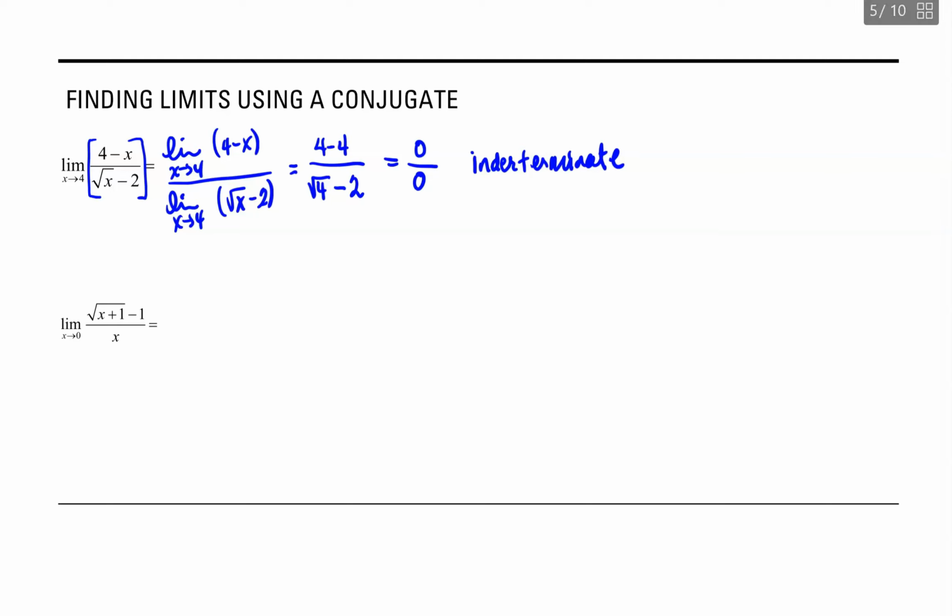So given an expression, let's say a plus b, the conjugate of that, just a quick reminder, is a minus b, and vice versa. So if I was given a minus b, then my conjugate would be a plus b. So we're going to use this conjugate as a tool to help us evaluate the behavior of this function as x approaches 4.